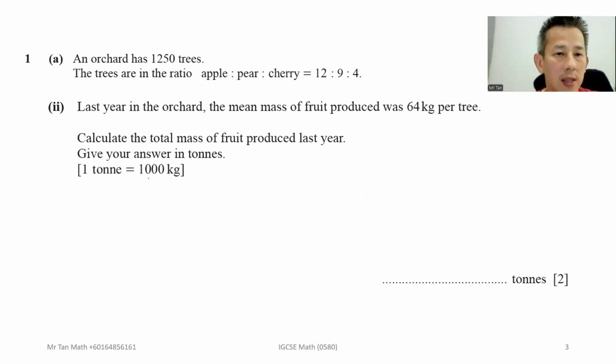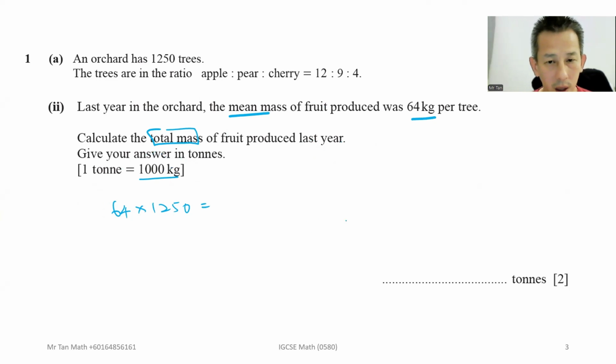Part 2. Last year in the orchard, the mean mass of the fruit produced was 64 kg per tree. Calculate the total mass of the fruit produced last year. Give your answer in tons, and 1 ton is 1000 kg. To calculate the total, you just say 64 times the number of trees. You should get 64 times 1250, which is 80,000.